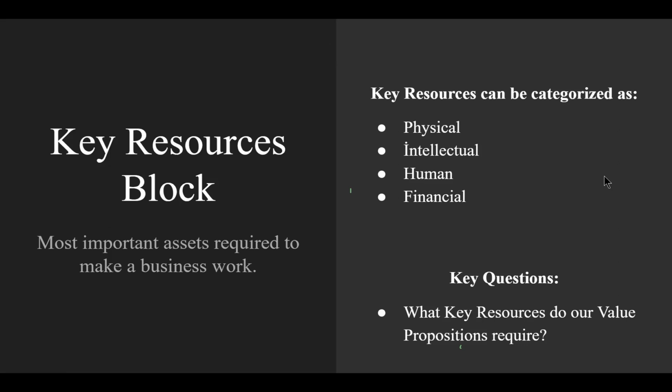The next part is the key resources block. This is the part where you decide the most important assets required to make your business work. This is basically more about the company or your team in general. Are you in the right state? Are you available to do this strategy? Are you available in a physical way, in an intellectual way, or a human resources way or financial way?